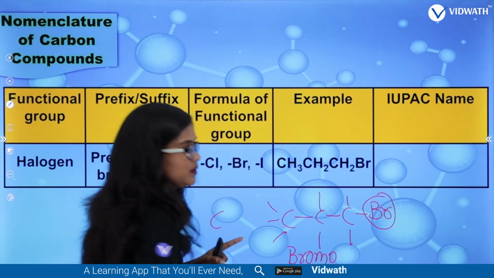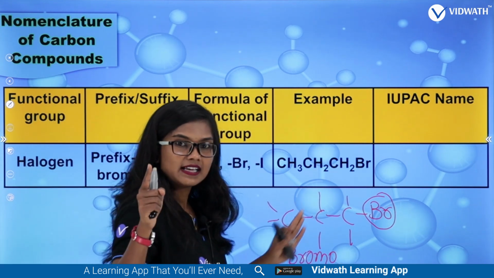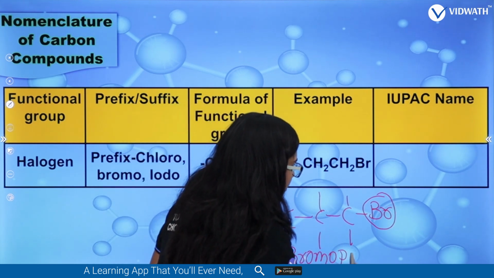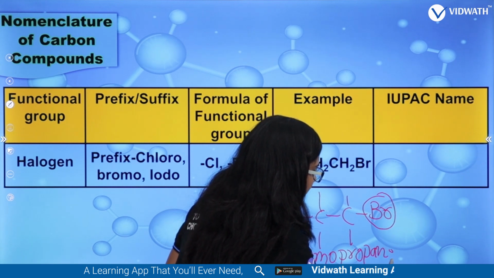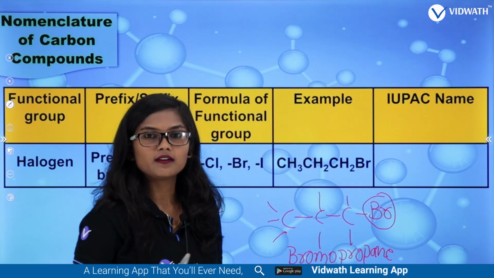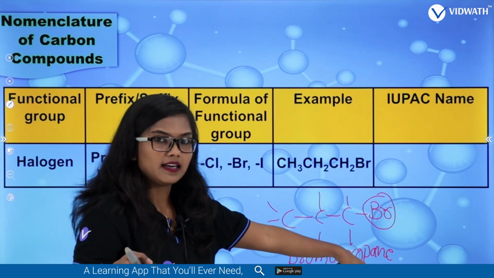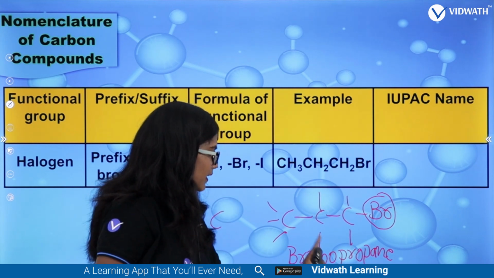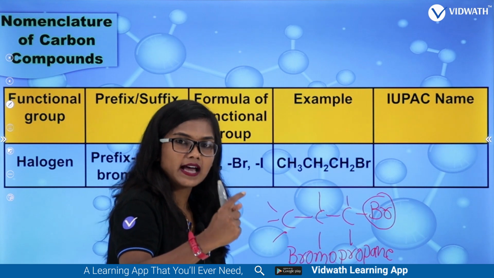How many carbon atoms do we have? 3. And all have single bonds, that is an alkane. So bromopropane. Why prop? We have 3 carbons and all are single covalent. If a carbon compound has only single bonds, then we call it an alkane, ending in ane. So we have bromopropane. To an alkane, a heteroatom, bromo, which is a halogen, is attached.